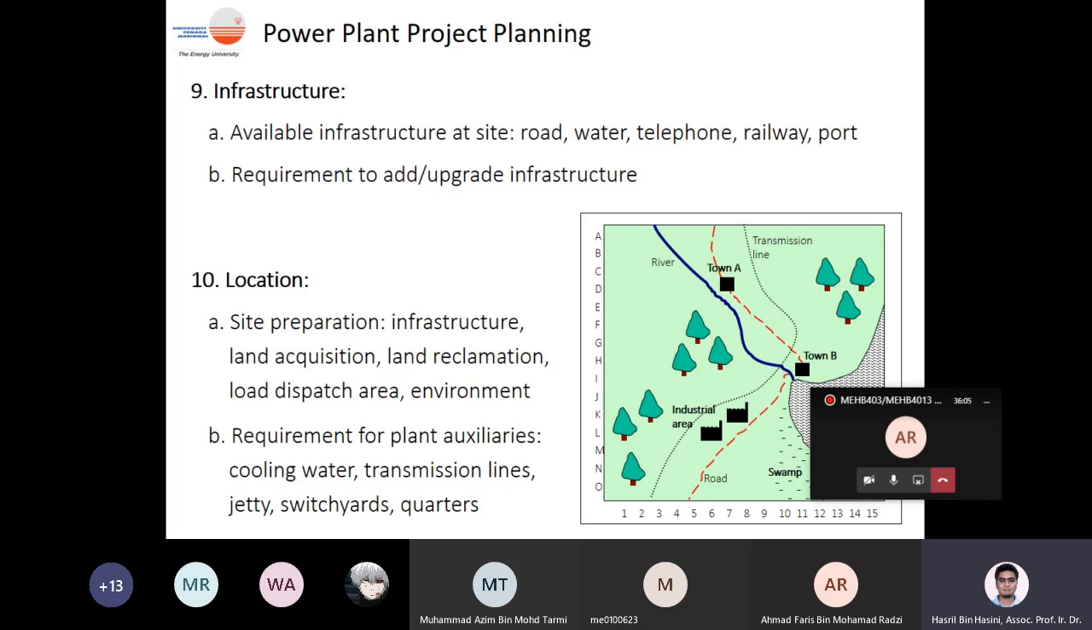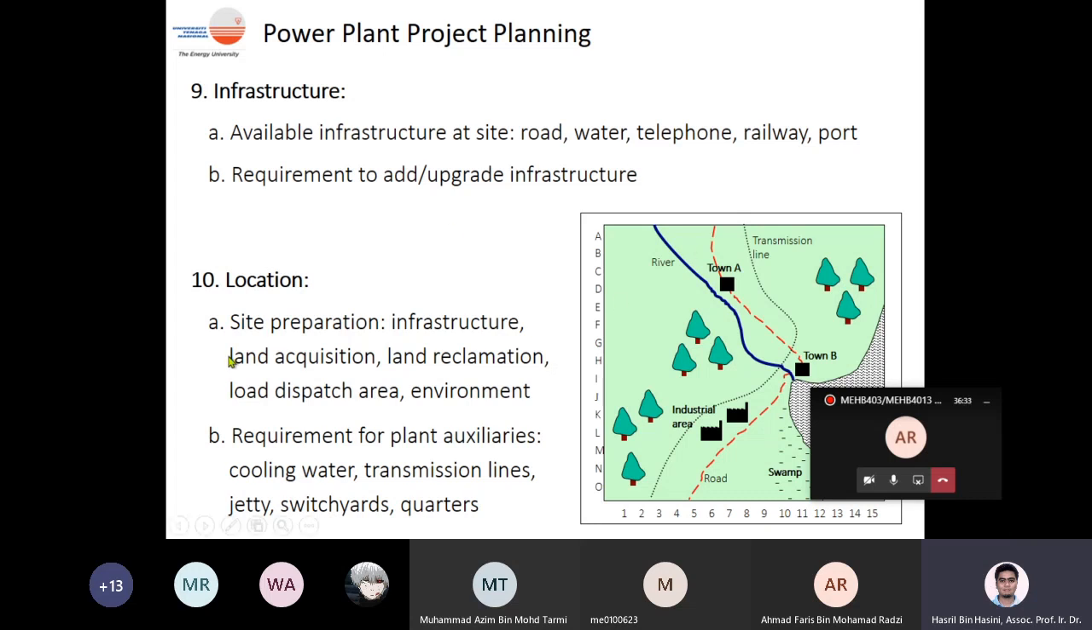Not only are you looking at the current scenario, you might as well want to project what happens in 10 years' time, whether there is any space for the expansion of your power plant. Is there any space for the construction of a new road? So these are the kind of things that we need to look into with regards to the infrastructure.